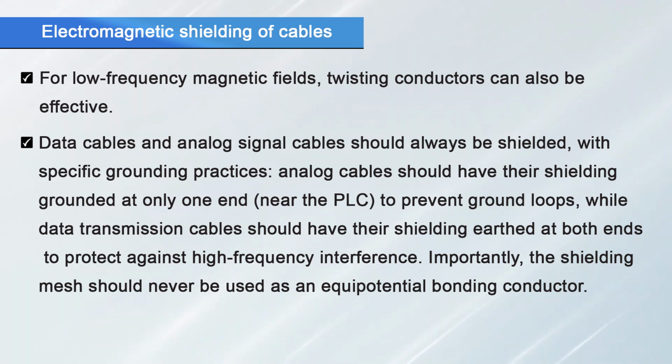The data cables and analog signal cables should always be shielded with specific grounding practices. Analog cables should have their shielding grounded at only one end, which is near to the PLC, to prevent the ground loops, while data transmission cables should have their shielding grounded at both the ends to protect against the high frequency interference. Importantly, the shielding mesh should never be used as an equipotential bonding conductor.